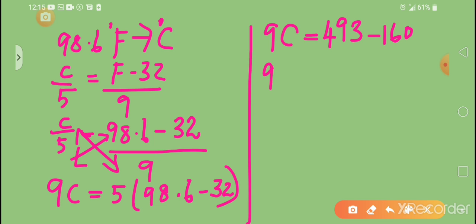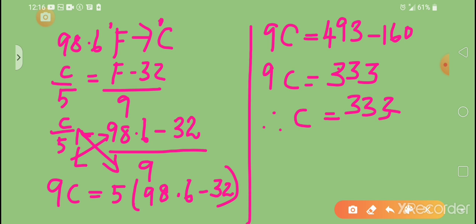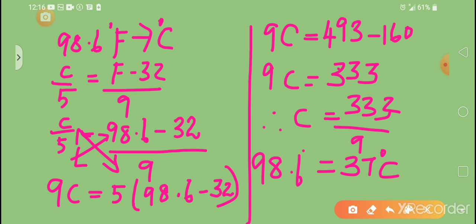Okay, so 9C is equal to, we should subtract these two numbers together, we will get 333. Therefore, C is equal to 333 by 9. What do we get? That is 37 degree Celsius. So that means 98.6 degree Fahrenheit is equal to 37 degree Celsius.